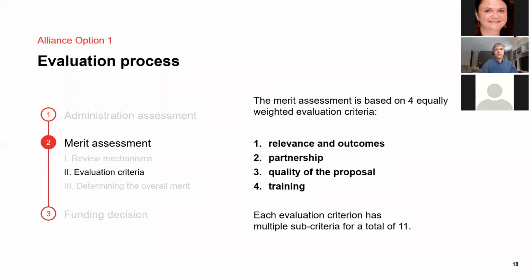And the evaluation has 4 evaluation criteria that are equally weighted: relevance and outcomes, partnerships, quality of the proposal, and training. Under each of those, there are sub-criteria. Some of them have 3 and training has 2, for a total of 11 sub-criteria, which all have to be met satisfactorily for the grant to be approved. If there's a failure in any of those sub-criteria, then the proposal is rejected.